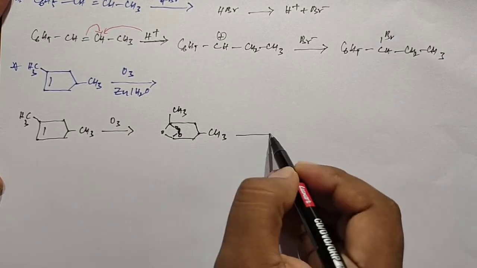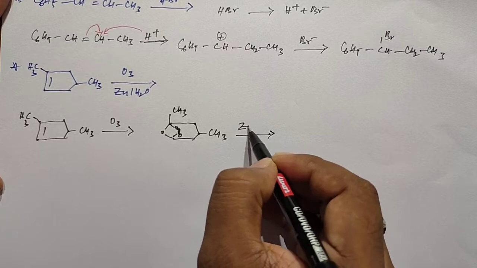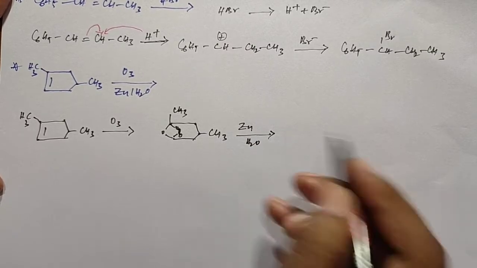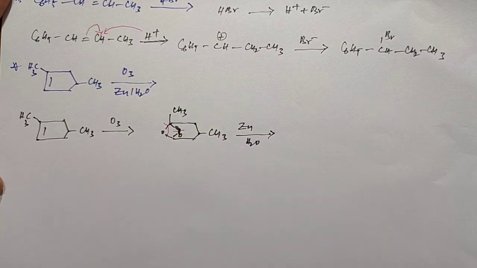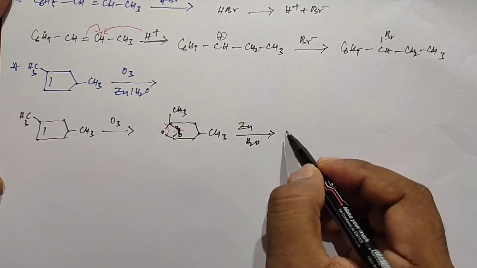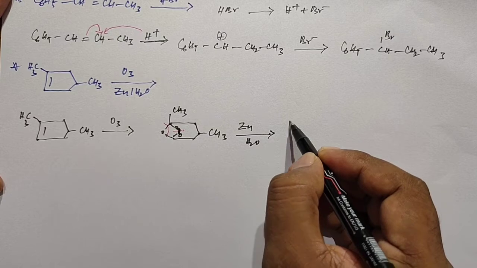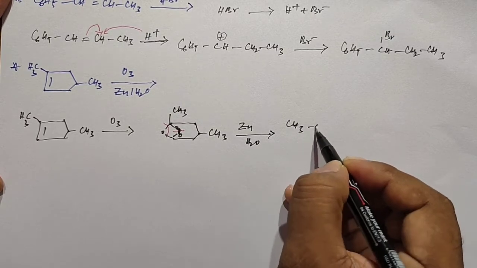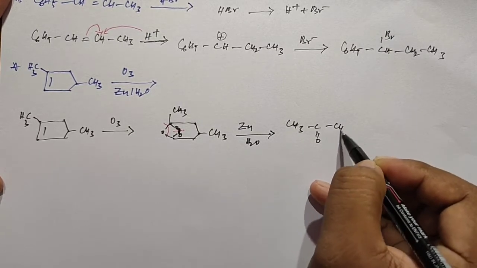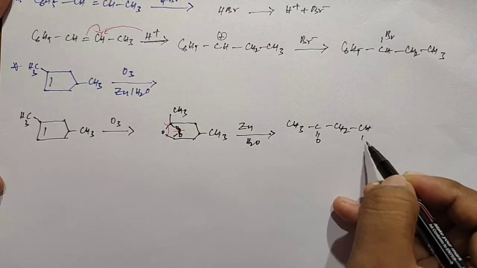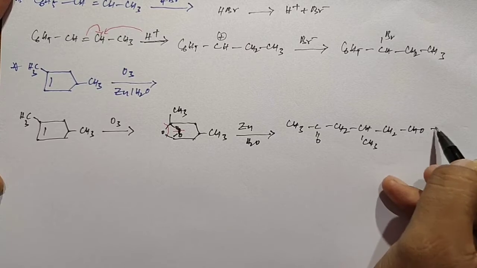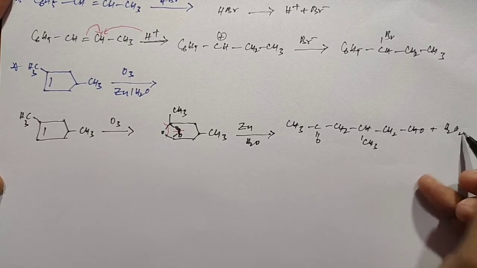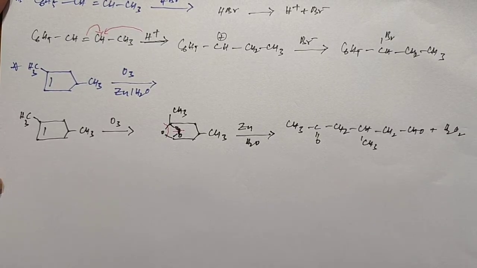After that it reacts with zinc dust in the presence of water. Here the bonds are broken like this, and we get the product like CH3 C double bond O CH2 CH, CH3 CH2 CHO, plus hydrogen peroxide as a byproduct. So this is the final product.